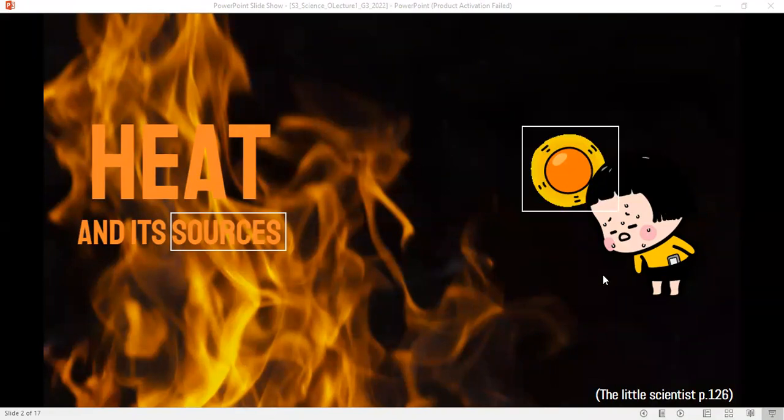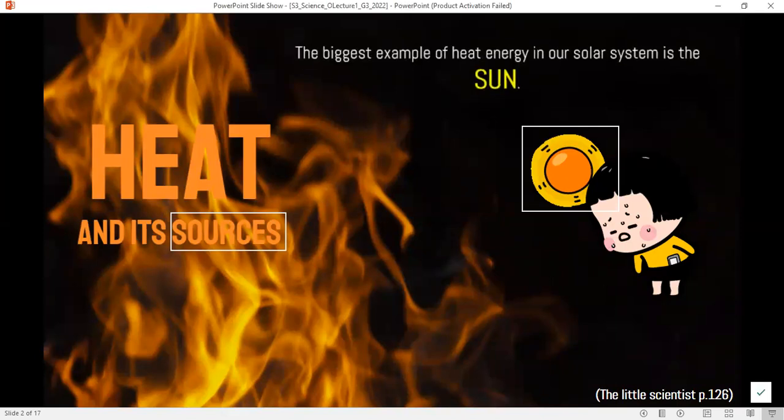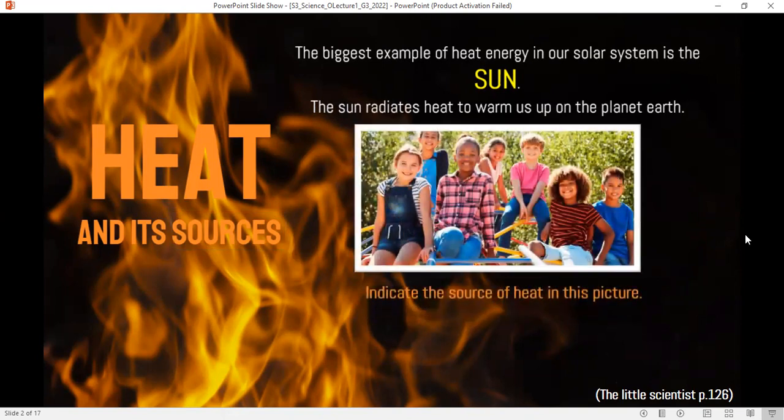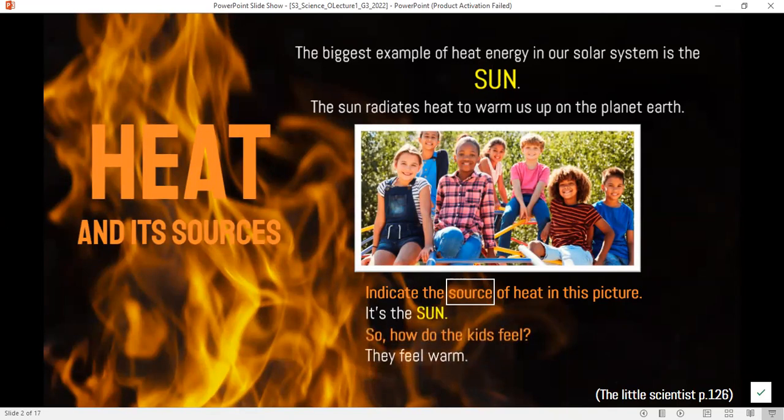Actually, the sun is the biggest example or the main source of heat energy on Earth. It warms up all living and non-living things on Earth. Those kids feel warm. They are sitting in the sun. So again, what is the source of heat in the picture? Where does heat energy come from? The sun. You're right. And this is why the kids feel warm.